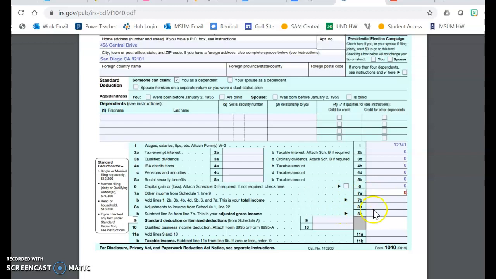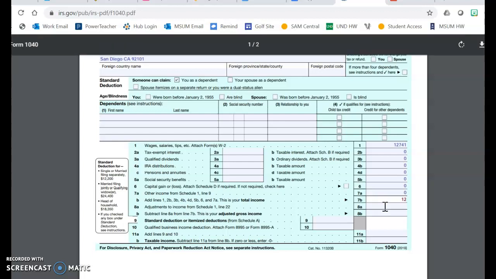For line 7B, I should say, it says add lines 1, 2B, 3B, 4B, 4D, 5B, 6, 7A, and this is going to be your total income. So in other words, I just add everything that I put in so far. So I just have the 12,741 plus 0. So just 12,741. Perfect.